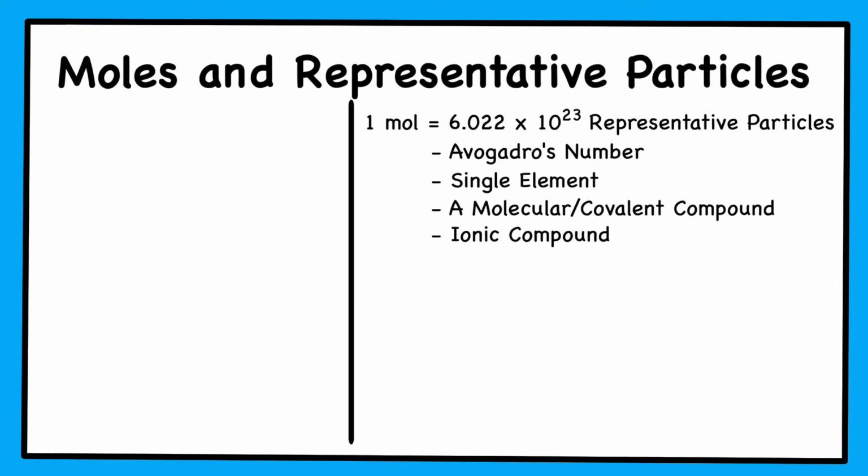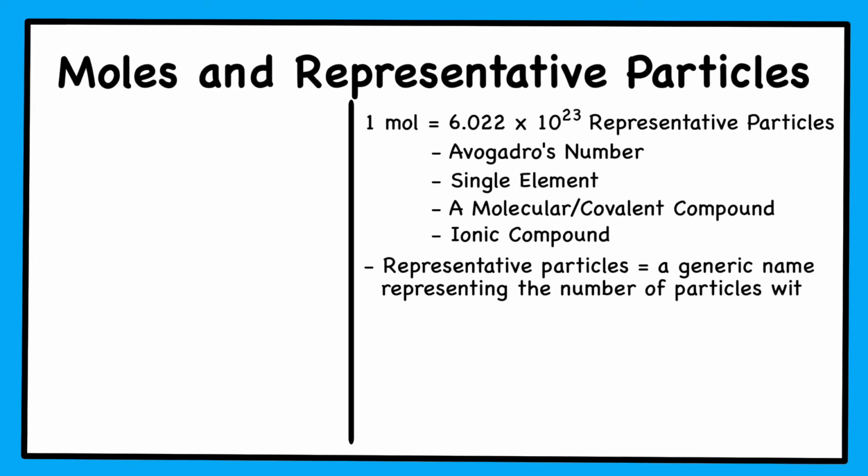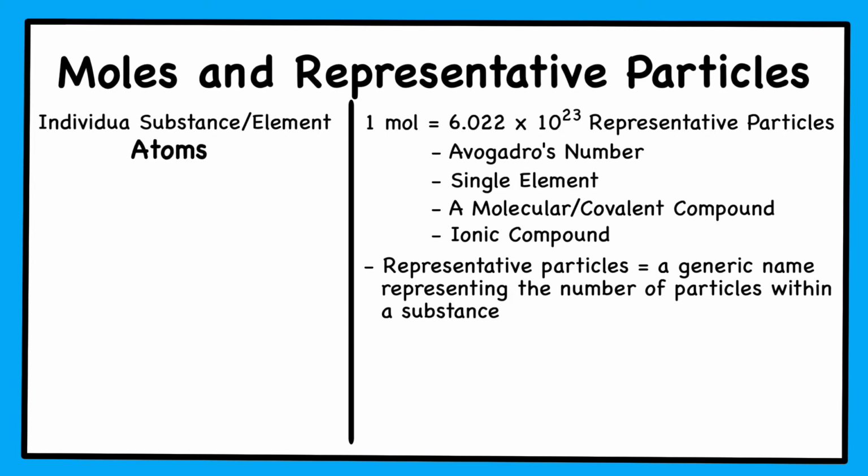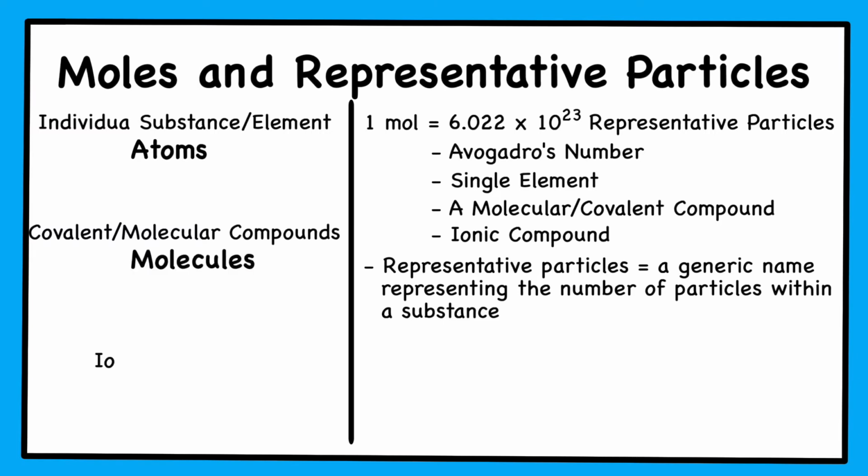This brings up the question, what exactly are representative particles? Representative particles are just a generic catch-all name that represents the number of particles within a substance. Technically, if we are talking about an individual element, we are going to use the term atoms instead of particles. If we want to represent a covalent or molecular compound, we would use molecules. And finally, if we want to represent an ionic compound, we would use formula units. Yes, formula units can be abbreviated to FU, and this is the only time it is acceptable to use FU in chemistry. So whether we are talking about formula units, atoms, or molecules, Avogadro's number still doesn't change.